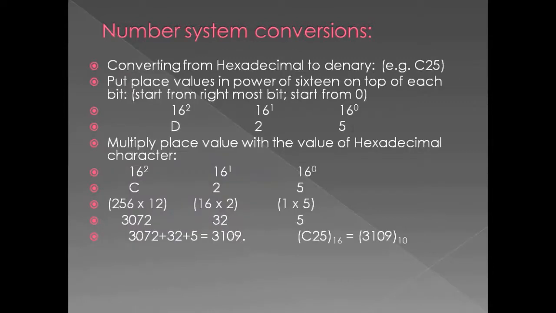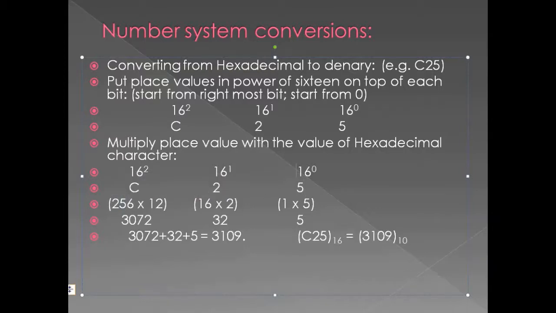Converting from hexa to denary, again we put place values. For example, this is C25. Now C25, put powers in terms of 16: 16 power 0, 16 power 1 and 16 power 2. 16 power 0 is 1, 16 power 1 is 16, and 16 squared or 16 raised to power 2 is 256.